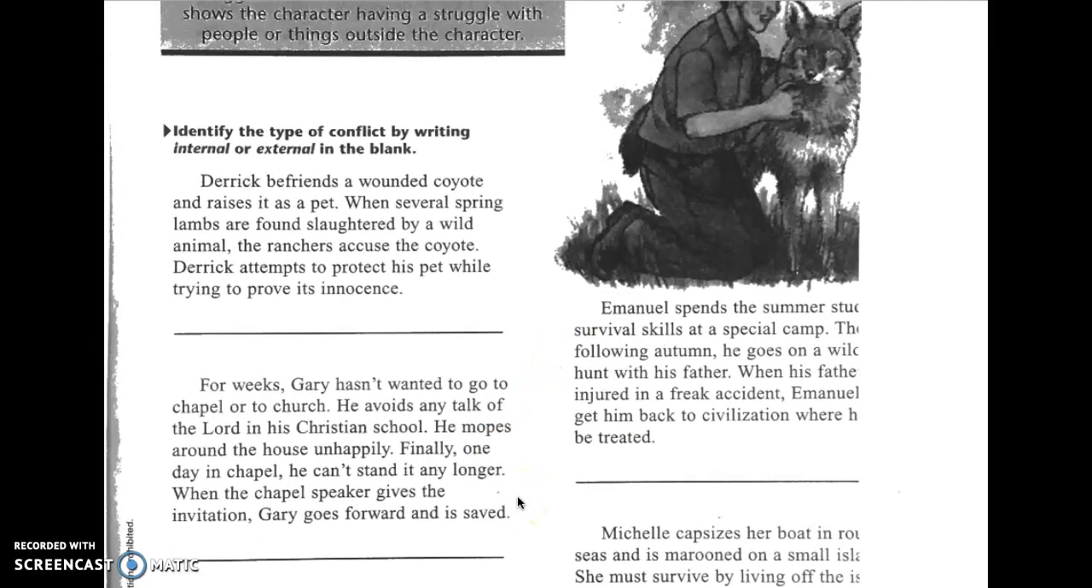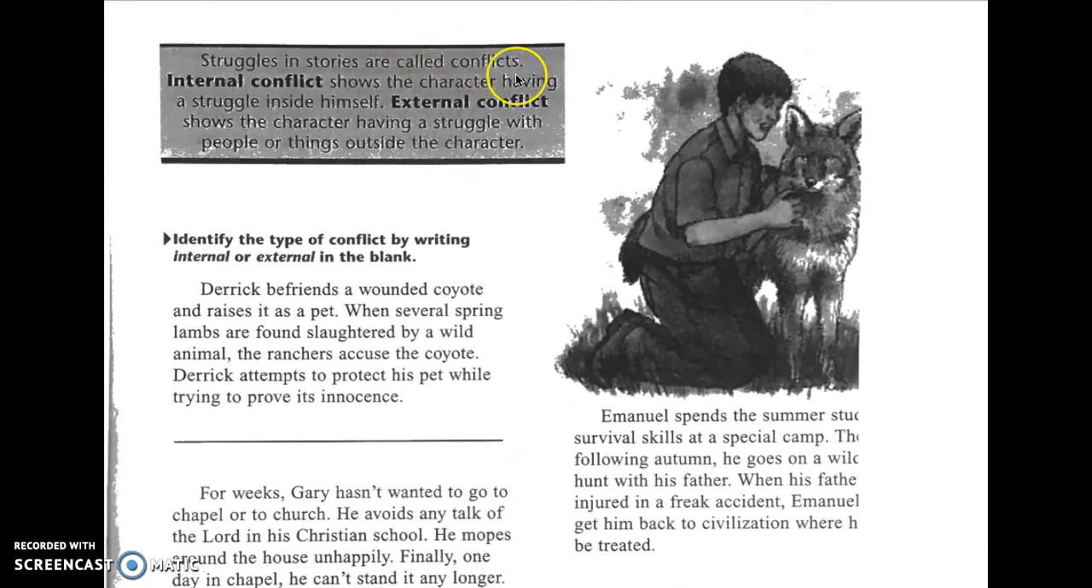Fantastic, let's go over the answers. Struggles in stories are called conflicts. Internal conflict shows the character having a struggle inside himself. External shows that the character is having a struggle with people or things outside the character. Identify the type of conflict by writing internal or external in the blank.